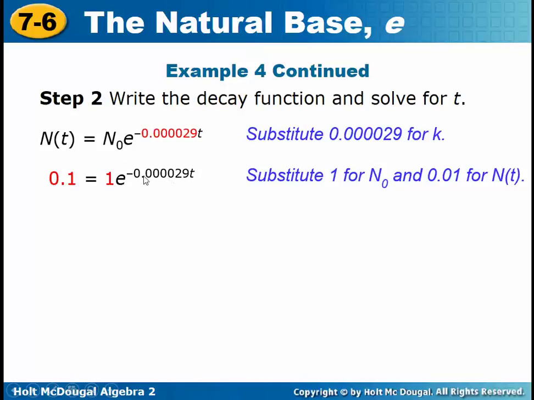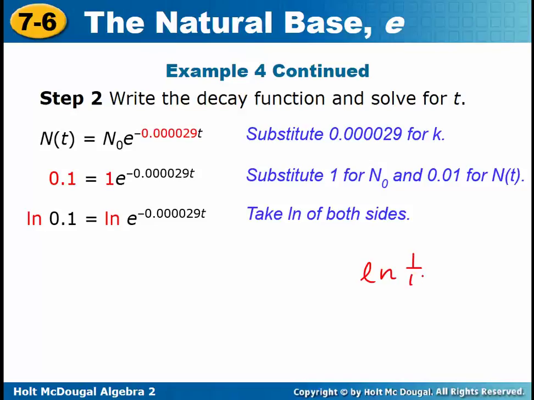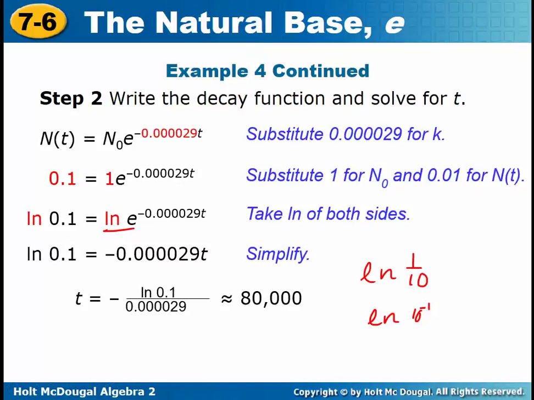So when we're trying to solve for t, again, that's part of the exponent. So we can take the natural log of both sides again, just like before. On the left side, we'll have to leave that as natural log of 0.1, or you can write that as natural log of 1/10, which is the same as the natural log of 10 to the negative 1. And on this side, we have just the 0.000029t. Oh, I thought they were going to rewrite that as natural log of 1, but they didn't. And then you use your calculator, and you find that it's about 80,000.